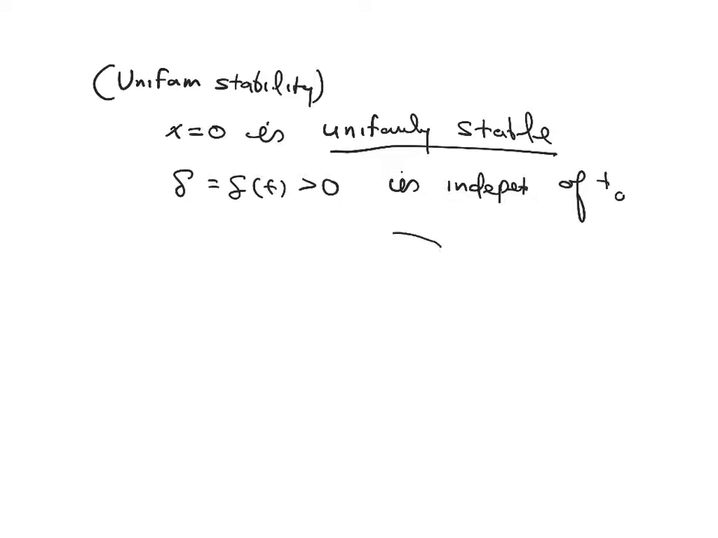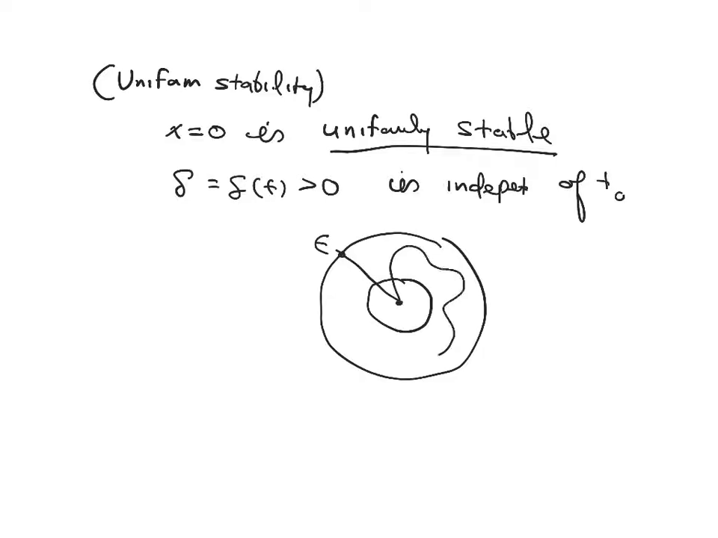So let's say I fix a boundary epsilon, right? Let's say this is the origin, and I'm saying that if you start within this delta, then the trajectory will never go out of the epsilon ball. Doesn't matter when you start. So you get rid of t0. So we will have to impose extra constraints on our stability to guarantee this kind of stuff.